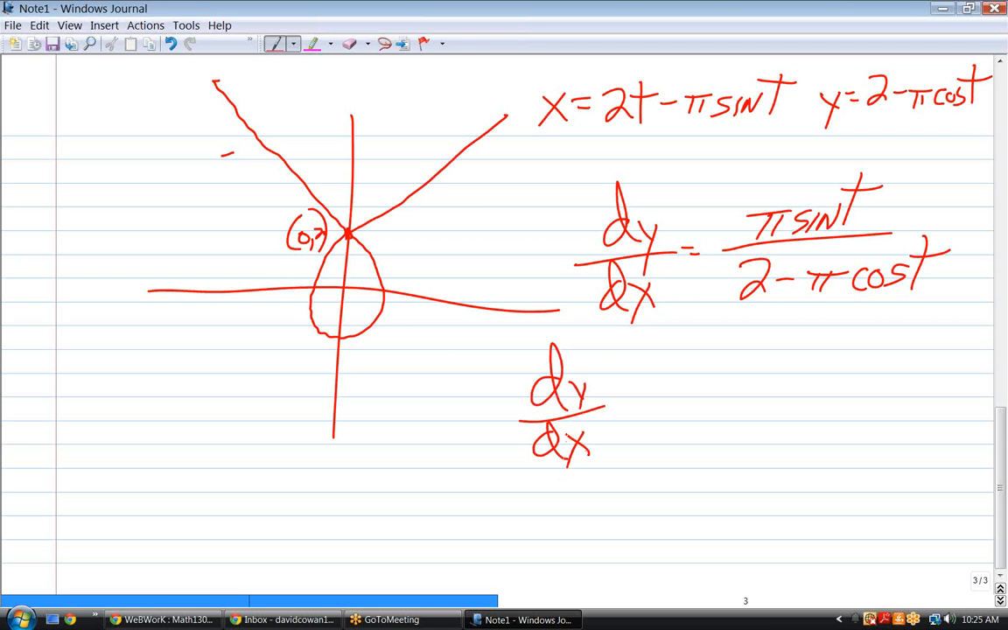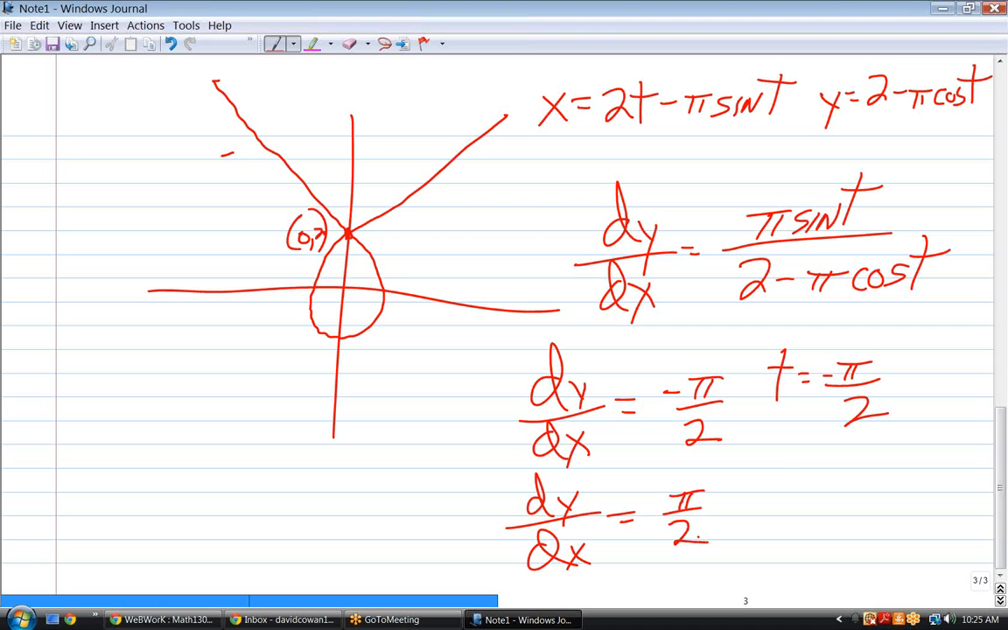Okay, yeah. So we have dy dx at that point 0, 2 is equal to minus pi over 2 when t equals minus pi over 2, and it's dy dx is equal to plus pi over 2. How did you get negative pi over 2? I'll tell you in a moment here. Let me just write it out.